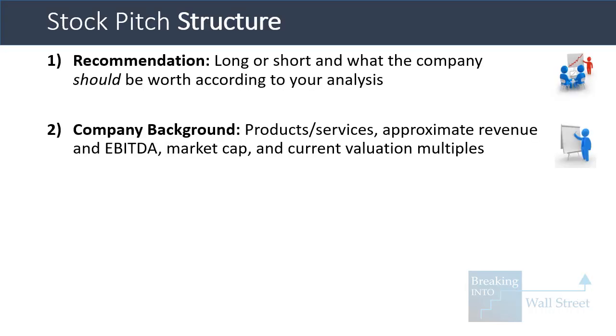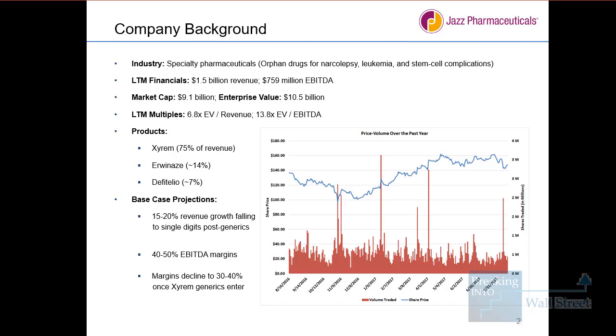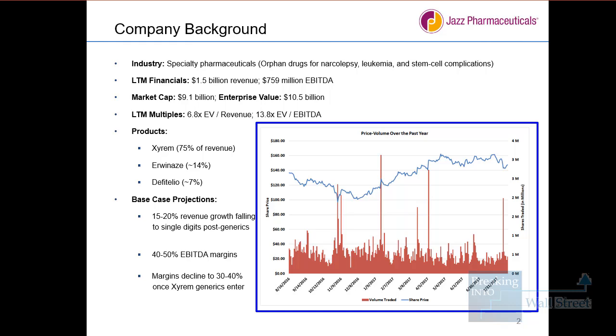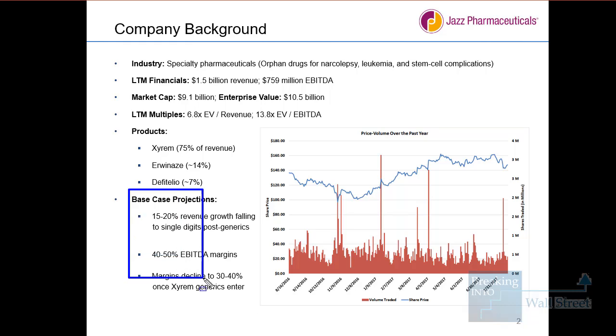Then in the next section, you give the company background. You describe its products, services, market, its approximate revenue, EBITDA, market cap, and valuation multiples. For Jazz Pharmaceuticals, we do just that. We also include a price volume chart over the past year from before the stock pitch for good measure. And we explain a little bit about what the long-term projections in our base case scenario here look like.